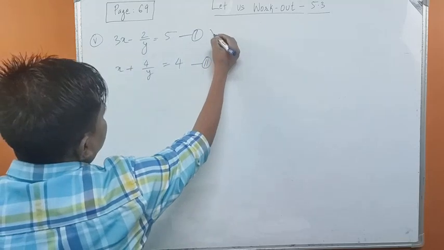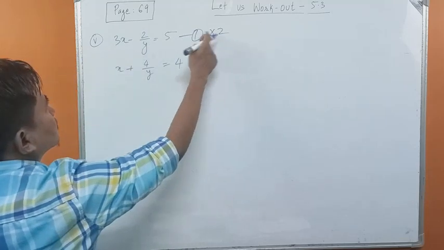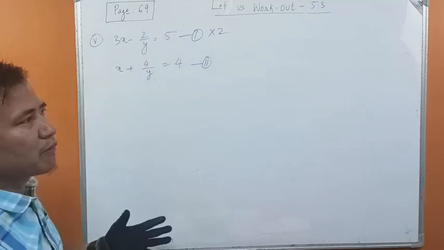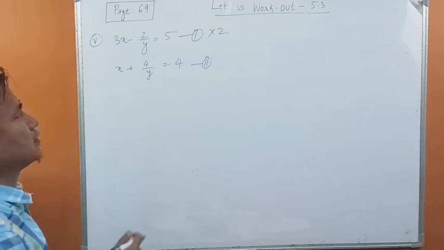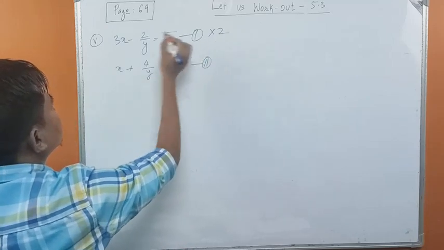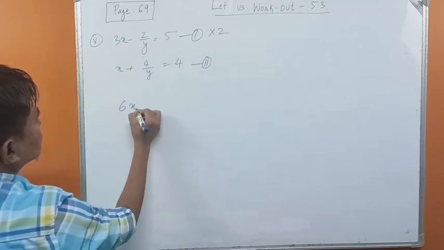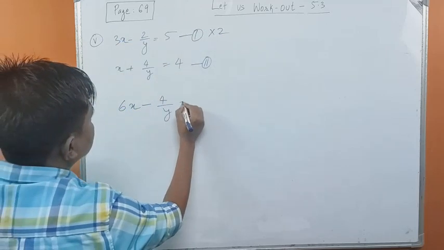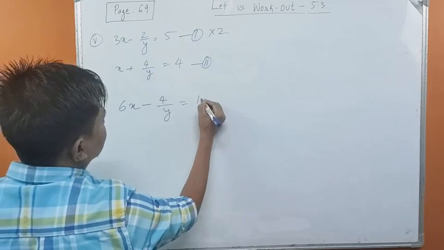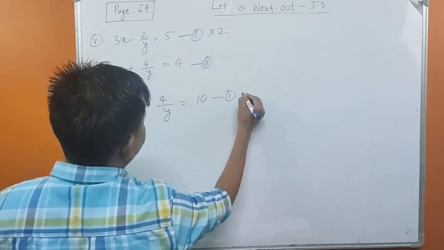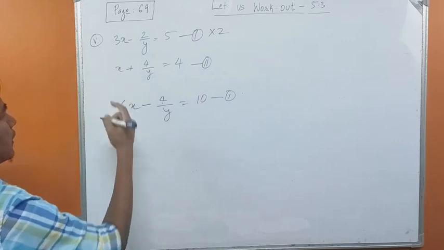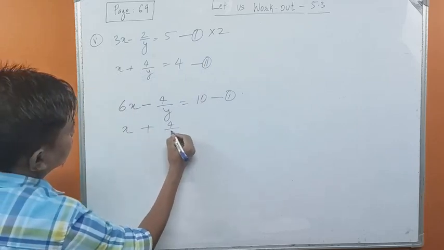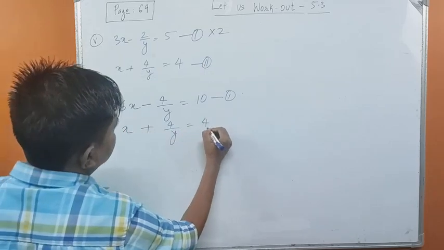So what we do is we multiply with 2. So this becomes 2 into 4, 4 upon y. This is already 4 upon y, isn't it? So numbers in the numerators are equal now. Now let us multiply. 2 into 3, 6x minus 2 into 2, 4 upon y equals 2 5s are 10. So this is equation 1. Now we don't need to multiply this. So x plus 4 upon y equals 4. This is equation 2.